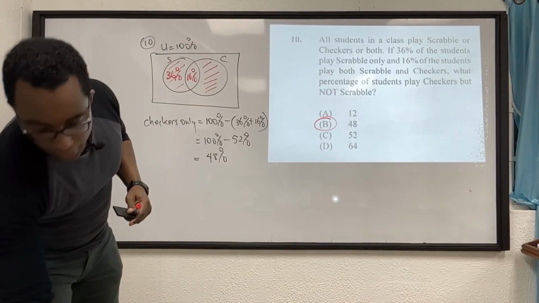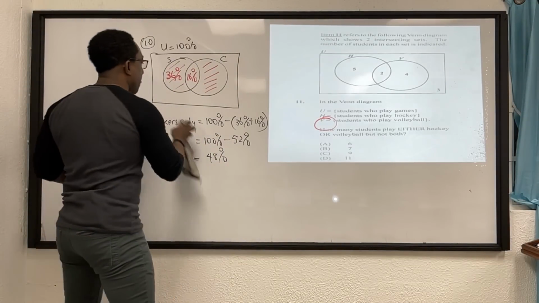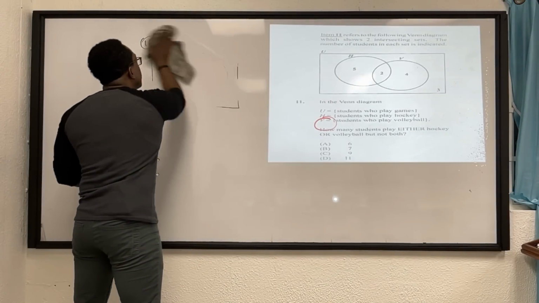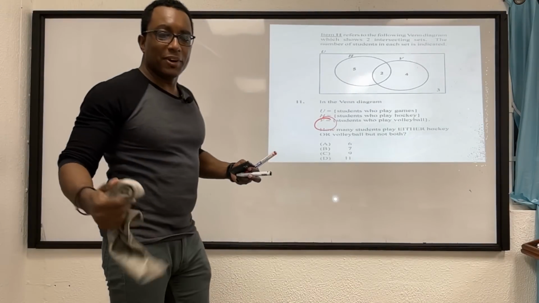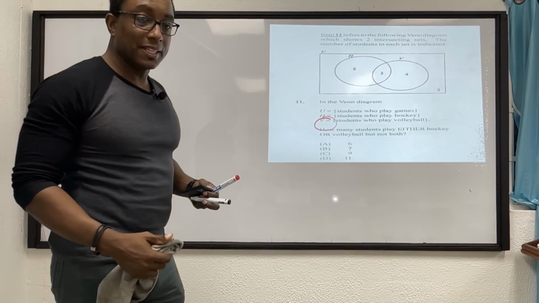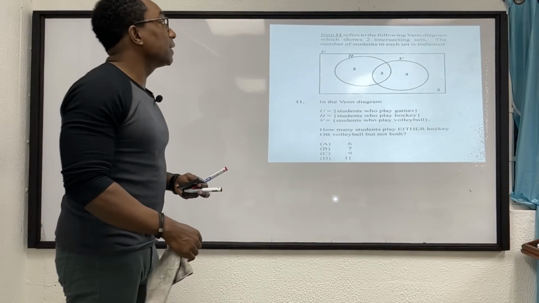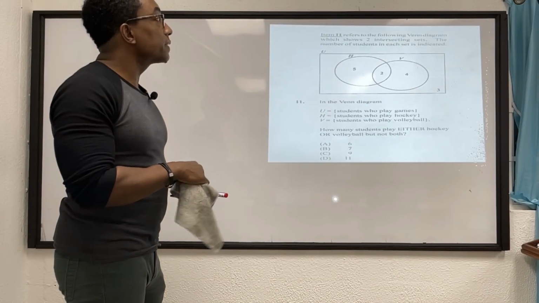Let's look at question 11. So question 11 states, I hope you're enjoying these questions, very beneficial to help you for your exam coming up in the next few weeks. Alright? So question 11 refers to the following Venn diagram which shows two intersecting sets.